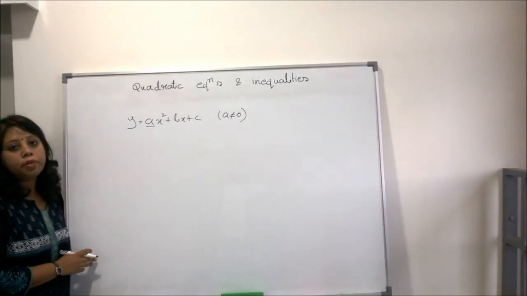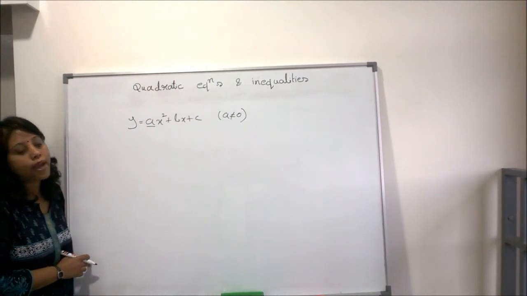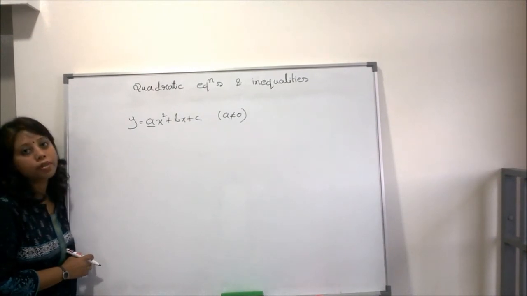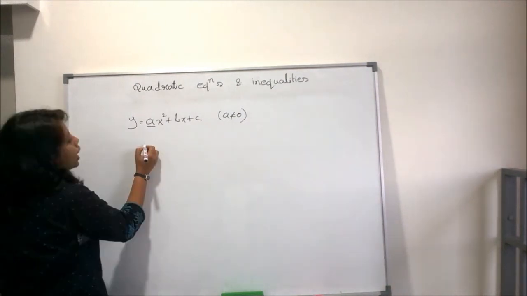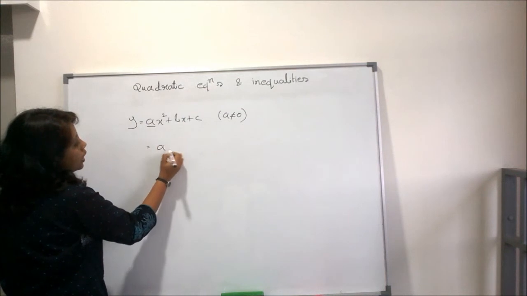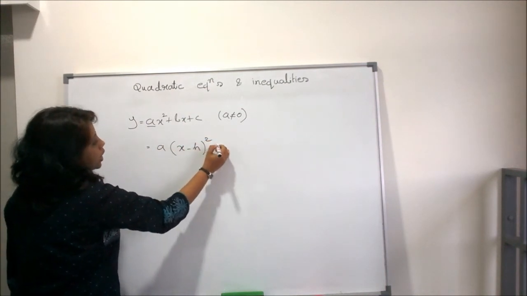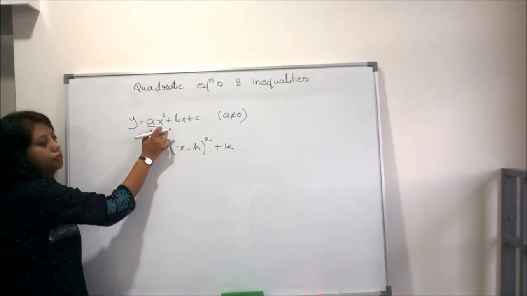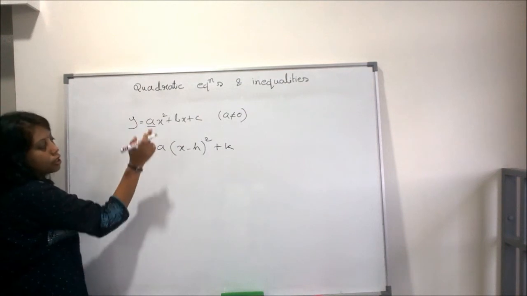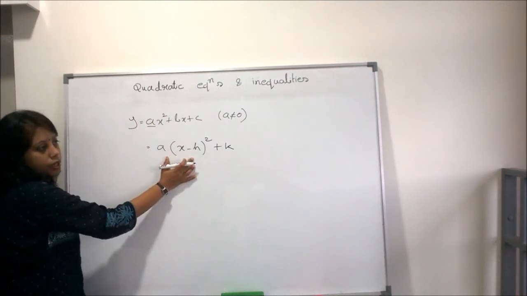Okay. You remember one thing: if we cannot factorize the quadratic expression, then we have to represent it in the form a(x minus h) whole square plus k. Okay, we have to represent this. If we cannot factorize this, we should represent it in that form.